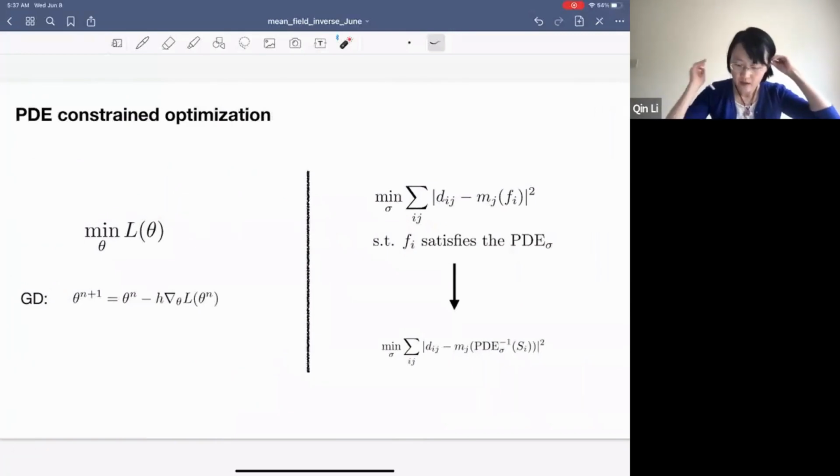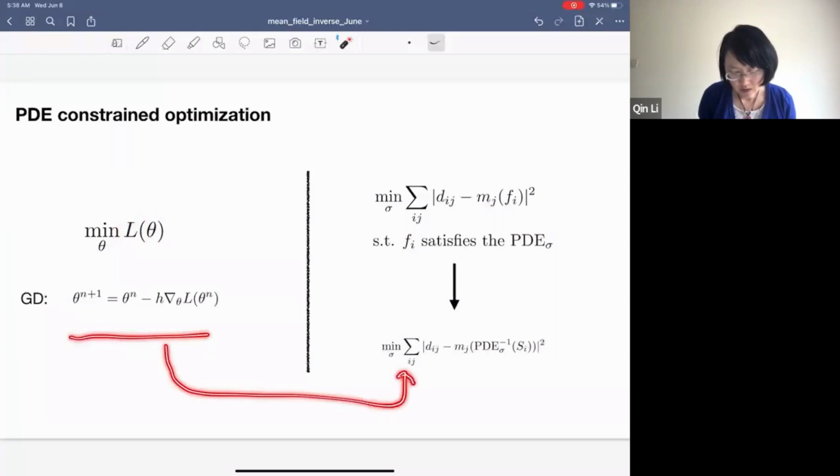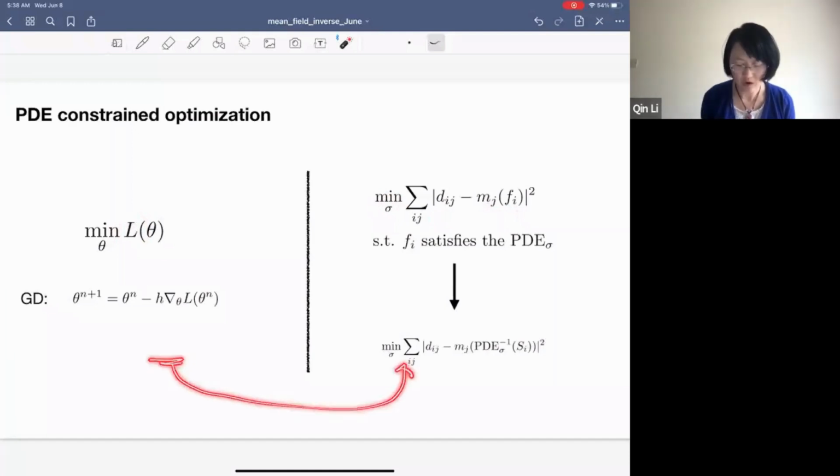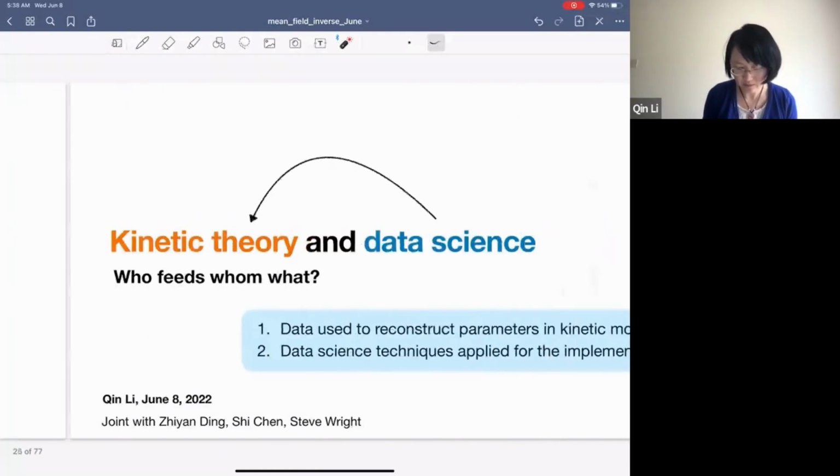Okay. So this is a summary. In data science, there are many techniques, especially optimization techniques, the variations of gradient descent, for example. They target finding the optimal point of a loss function. And these techniques can enter into PDE-constrained optimization, and in our case, the inverse kinetic theory. So we have the difference between the data set and the PDE solution, and we want to find the parameter that gives you the best match. So these techniques could help us solve this inverse kinetic theory.